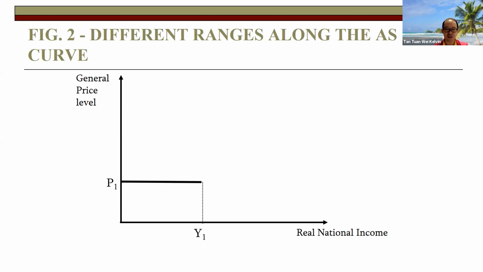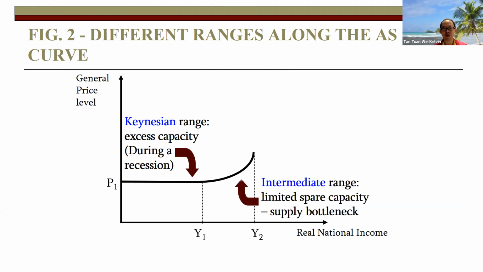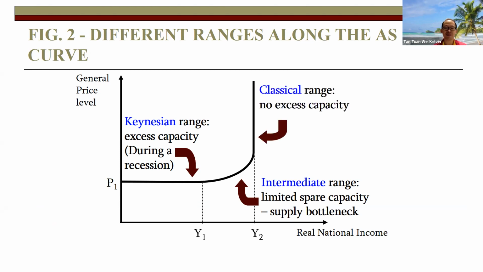Draw a horizontal part. This is basically the Keynesian range, which is excess capacity during a recession. Draw a diagonal part. This represents the intermediate range. And finally, draw the vertical part, which is the classical part.